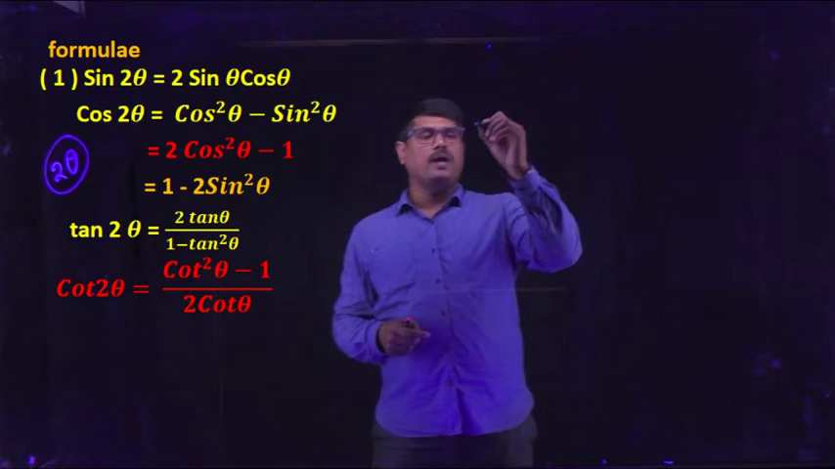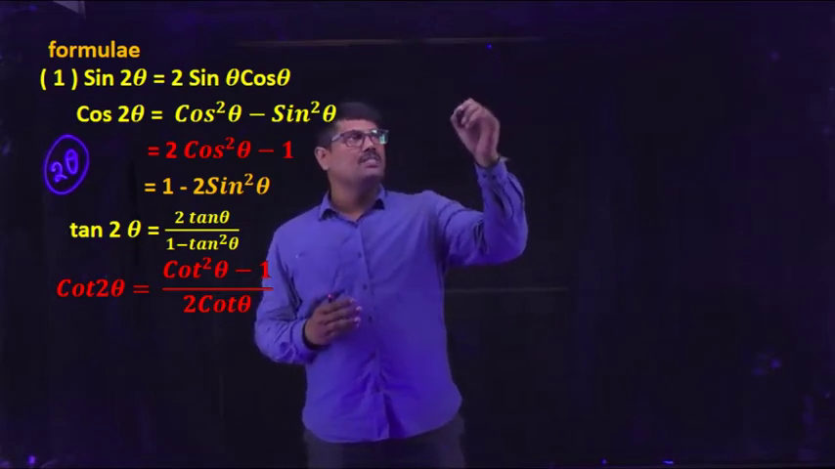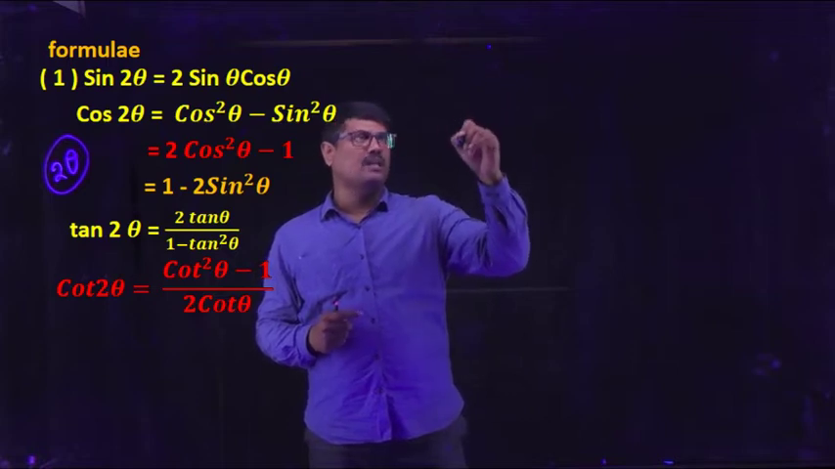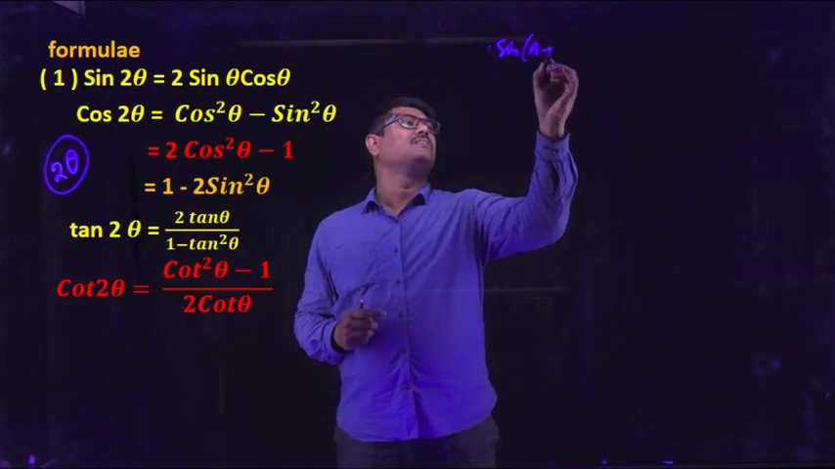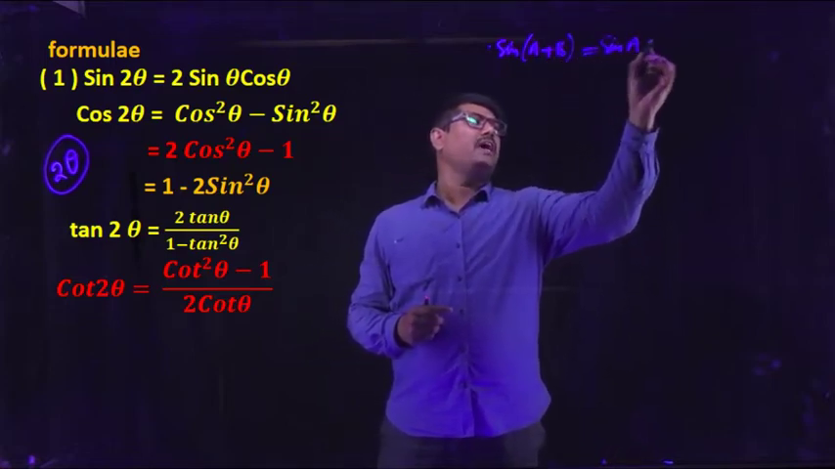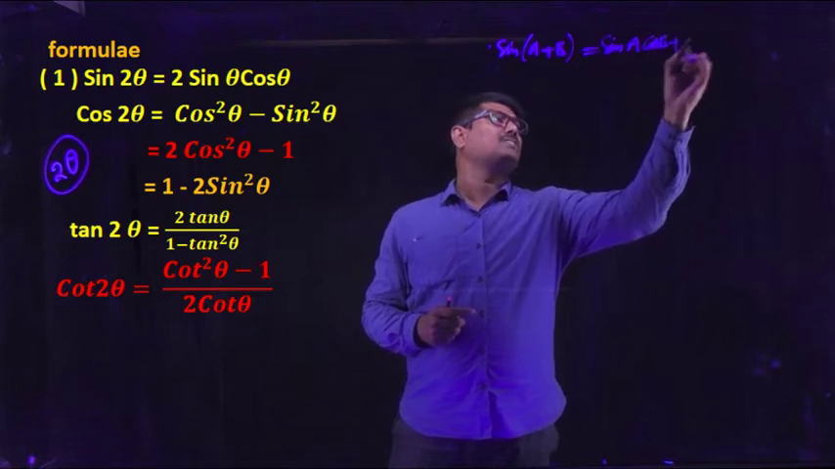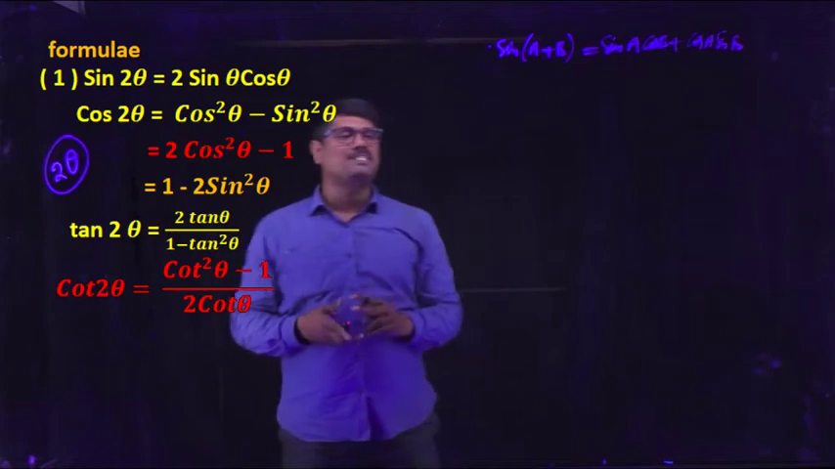So we know the formulas of sin(A+B) and cos(A+B). We already derived these formulas in the compound angles topic. Let me consider one thing: what is the formula of sin(A+B)? It is sin A cos B + cos A sin B. This is the formula of sin(A+B).